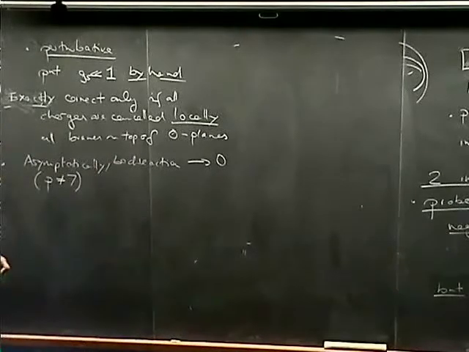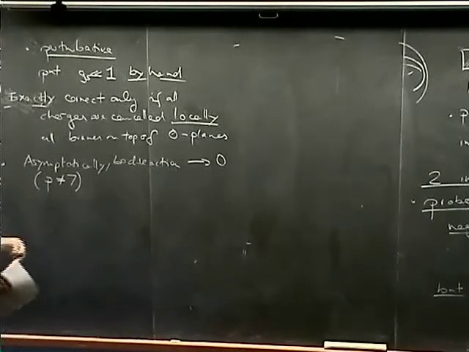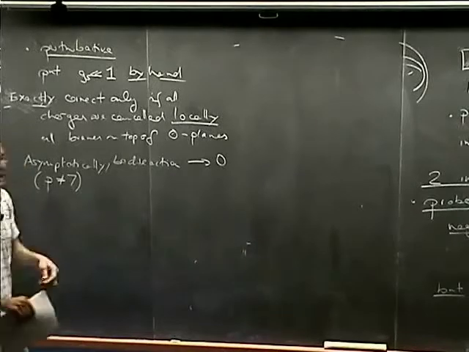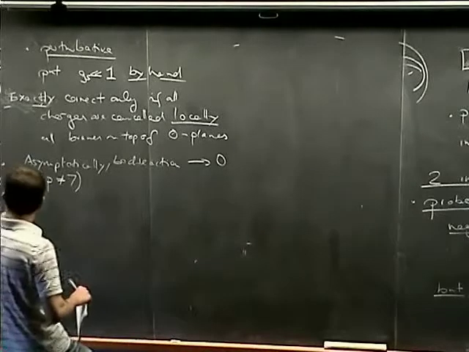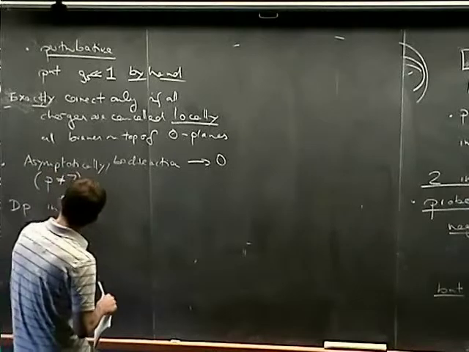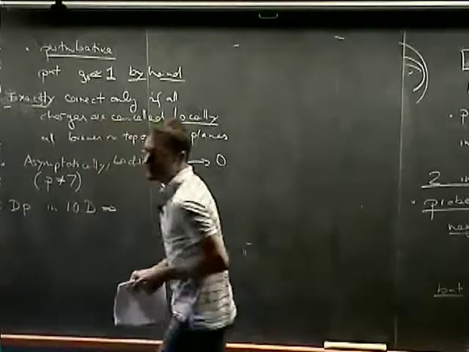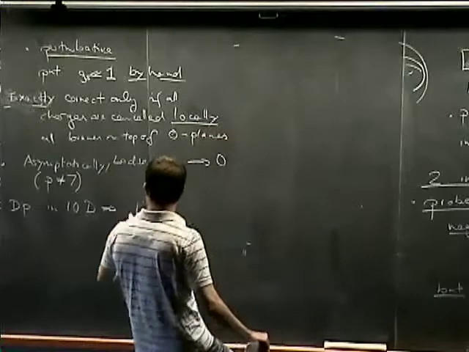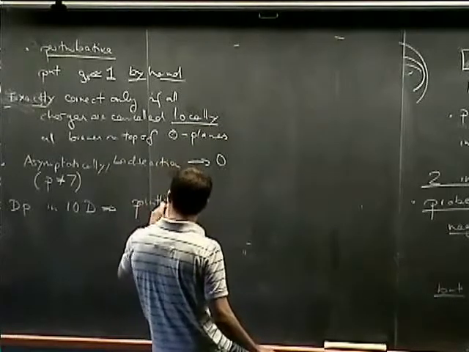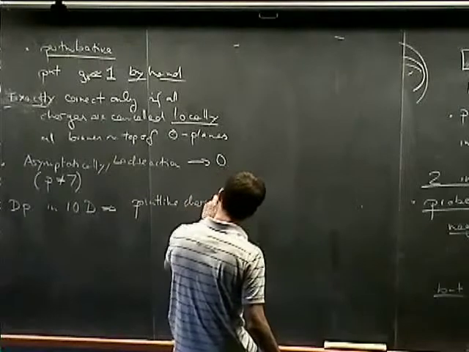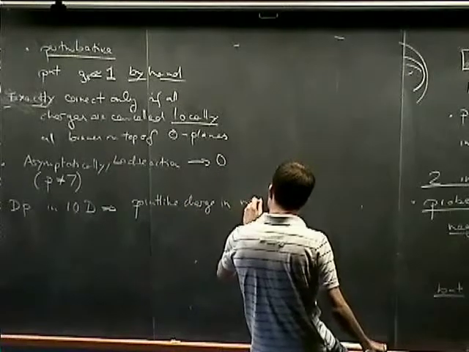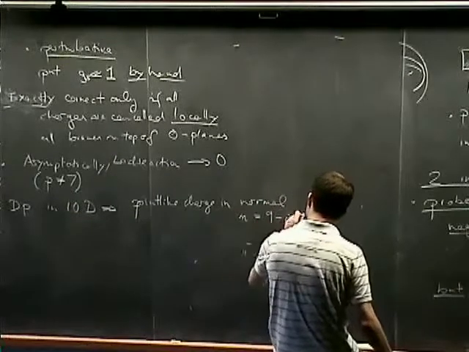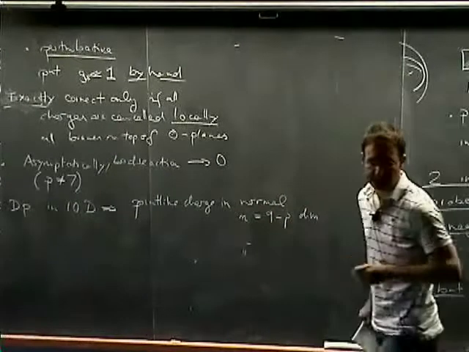So what's the usual argument that one runs in order to salvage this, at least approximately, at least asymptotically? One says that, so suppose we have a D-p brane in 10 dimensions. So this is an object that is point-like in the ambient 9 minus p dimensions. It's a point-like charge in the normal 9 minus p dimensions.